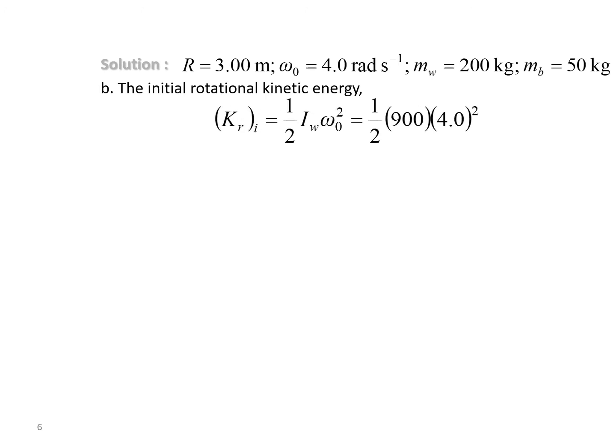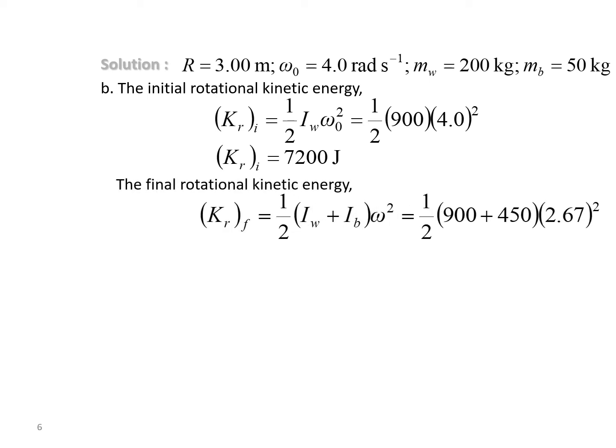Then for the rotational kinetic energy, we can use the analogue of half mv squared, where m is represented by I and v is represented by omega. Initially we only have the wooden disc with omega naught, so we end up with 7200. For the final, we have the wooden disc plus the sandbag, so the total moment of inertia is I_w plus I_b, and we end up with 4812 joule.